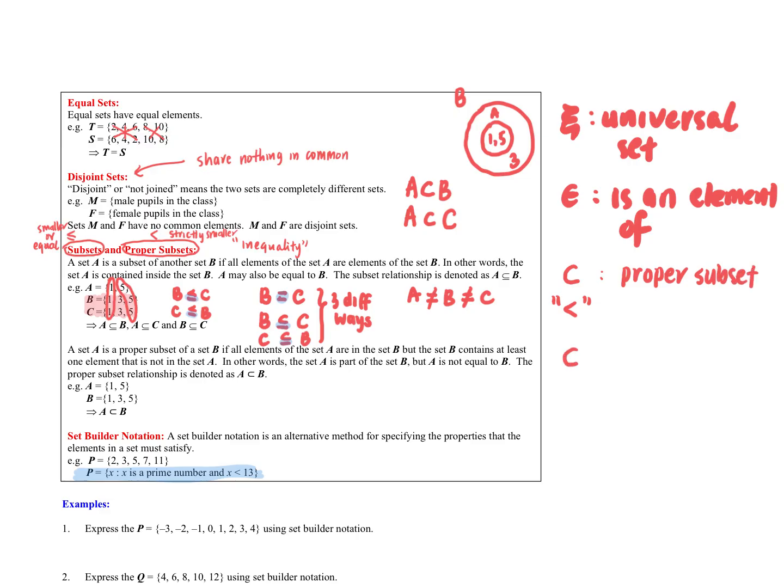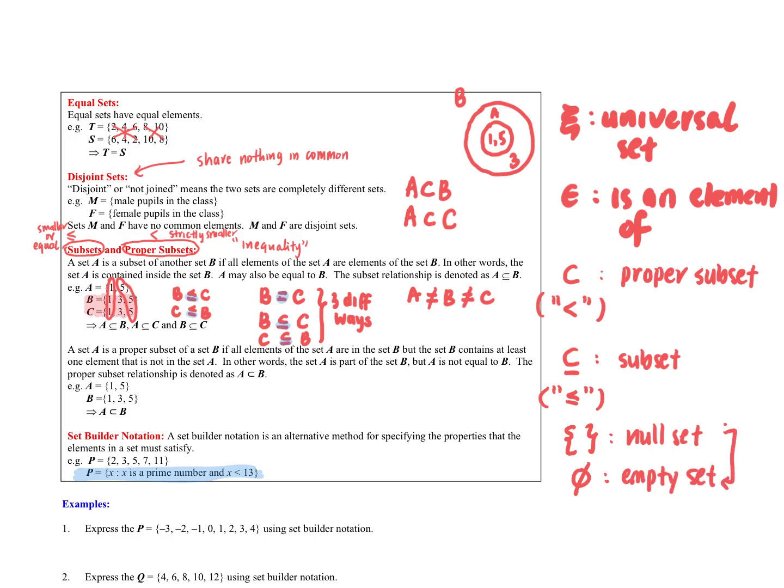Okay? C with an underline at the bottom. This is called a subset. It means you can be strictly smaller or equal to. Then we have this thing called the null set, or this thing called the empty set. They are equivalent to each other.